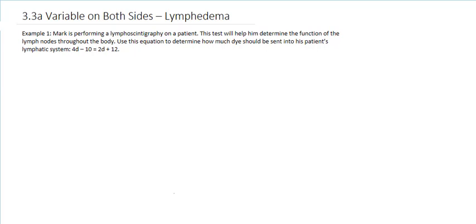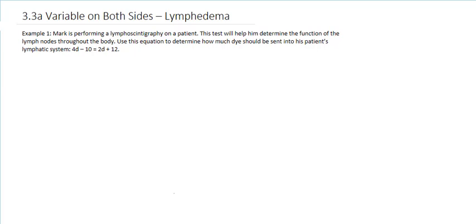Variables on both sides. Mark is performing a lymphoscintigraphy on a patient. This test will help him determine the function of the lymph nodes throughout the body. Use this equation to determine how much dye should be sent into the patient's lymphatic system.